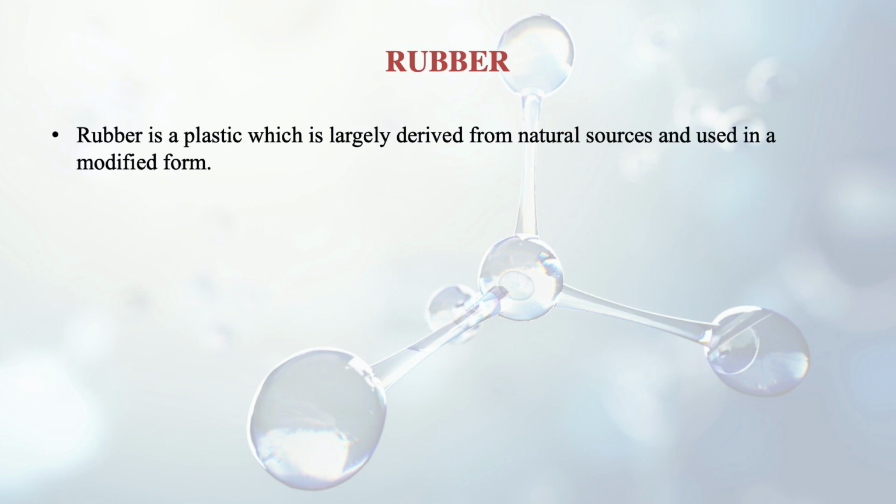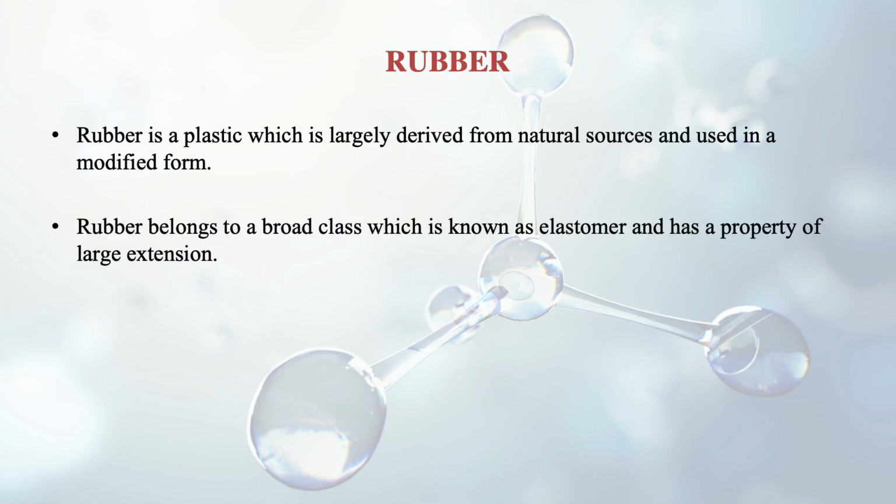After discussing the types of polymers and flexibility and how we can introduce it in polymers, we now move on to another type of plastics, that is rubber. So what is rubber? Rubber is a plastic which is largely derived from natural sources that we all know, most of us would have heard about it, and it is generally used in a modified form.